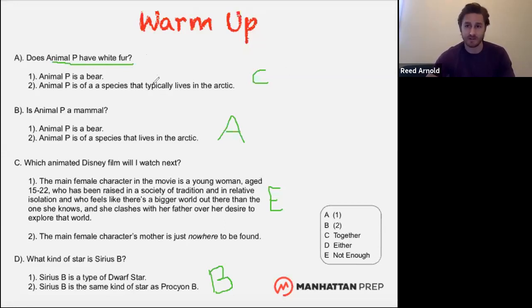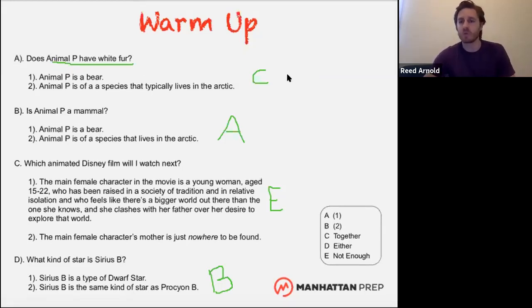If it's a bear and it lives in the Arctic, it's a polar bear. There's no other species of bear that I know of that lives in the Arctic. And so putting aside the possibility of genetic mutations that make a polar bear not have white fur, polar bears have white fur. And that's the purpose of this. And we'll see why I'm using this example here in a second. I know that there might be some real world exceptions to this. Okay.